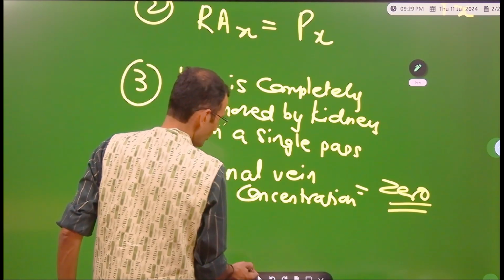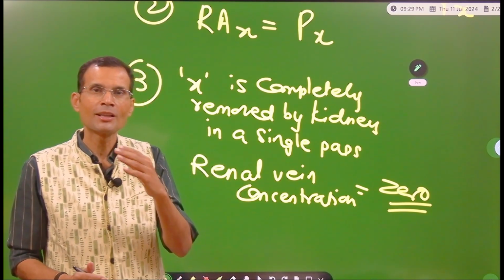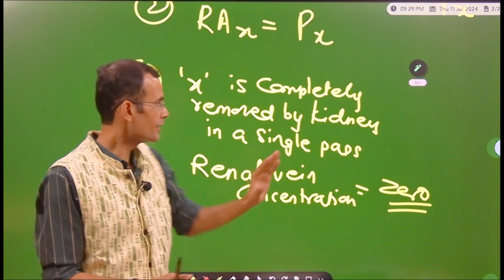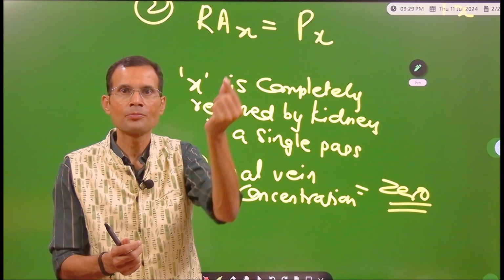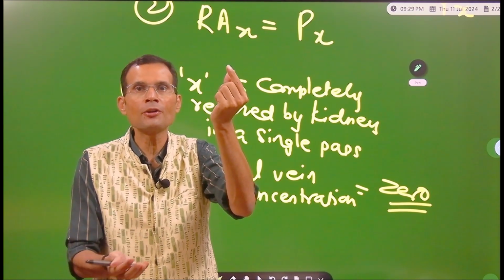So that's another, in fact, this is the most important property. Let me just explain this property again. Once a substance, this particular X, comes into the renal blood, then it is completely excreted into the urine.